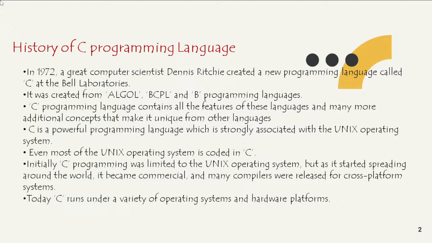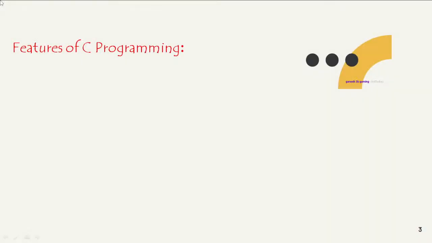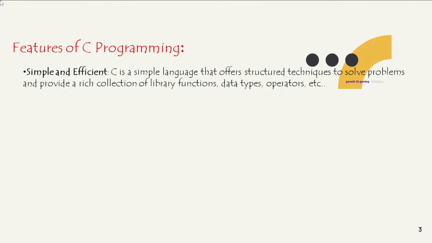Now it is 2022, almost 50 years completed. Still, C programming language has its own importance because of its features. So we'll see what the different features of the C programming language are. They make C a unique programming language in the world. So, the features of C programming. The first feature is that C is a simple and efficient language.